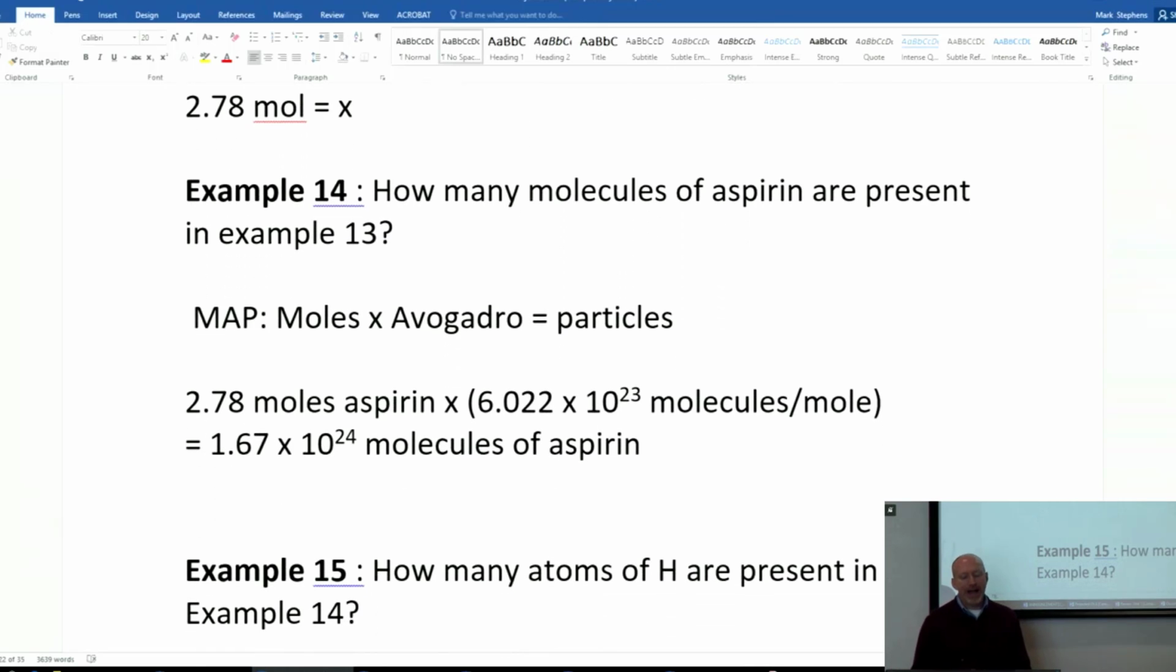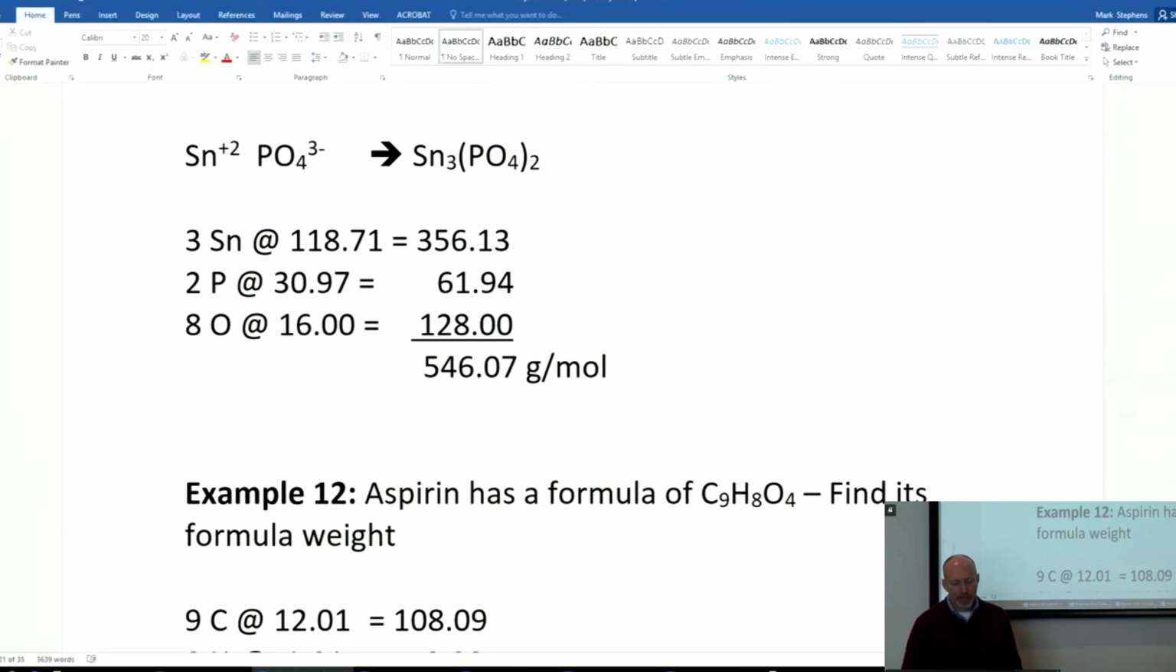Now, how many atoms of hydrogen are present in 1.67 times 10 to the 24th molecules of aspirin? Well, a molecule is like the donut box. When I open the lid of the donut box, I look in and see the individual element donuts. And in the aspirin donut box, what did we have? We had 9 carbon donuts and 8 hydrogen donuts and 4 oxygen donuts in every molecule.